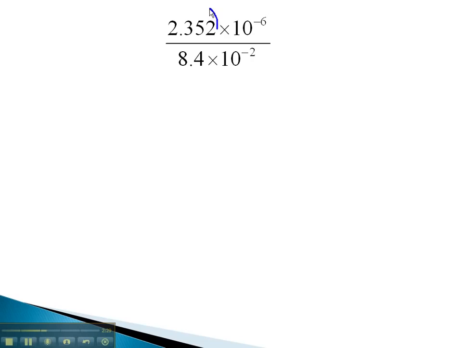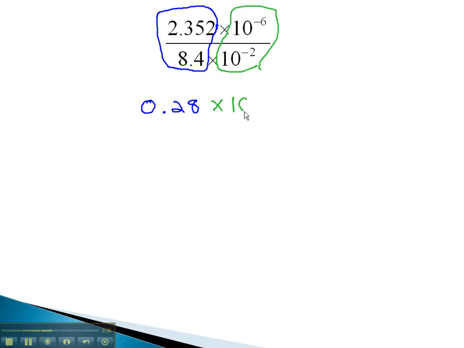Again, on this problem, as before, we'll focus on the front numbers and divide on the calculator to get 0.28. For the tens, since it's a division problem, we will subtract the exponents. Be very careful with the negatives and subtracting. We're doing -6 subtracting -2. This will not give us an answer of -8. When we add the opposite, we find this is actually -4.